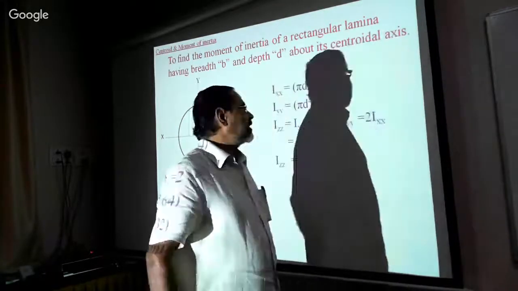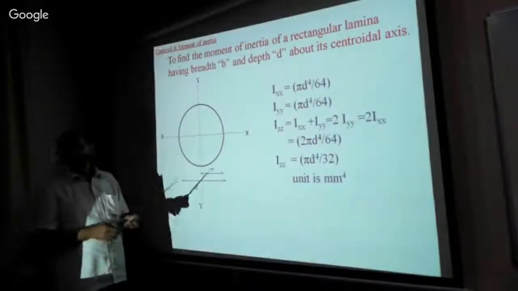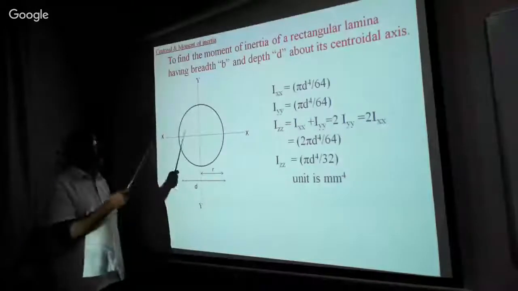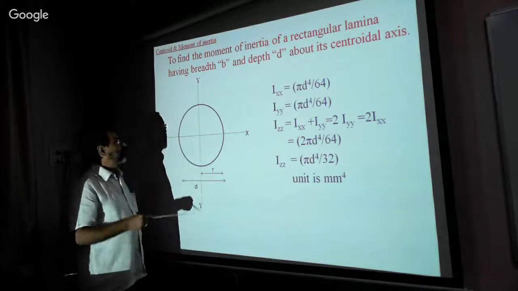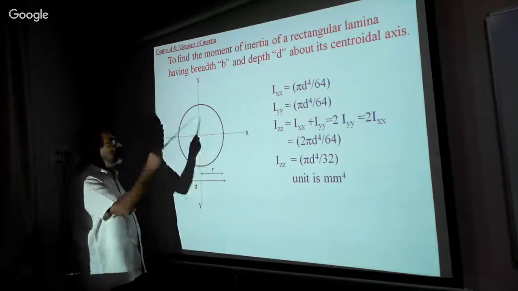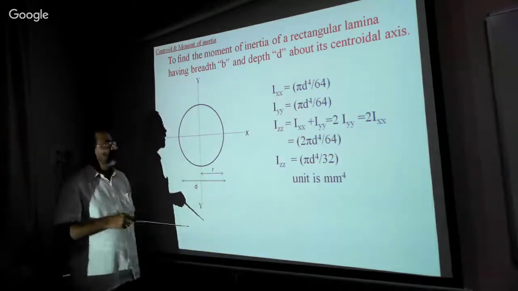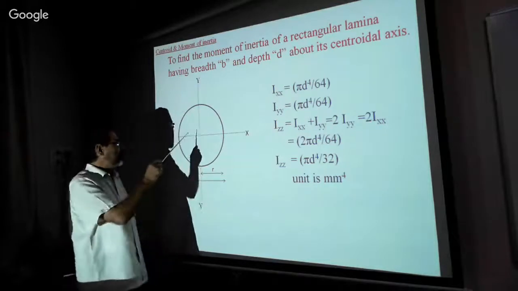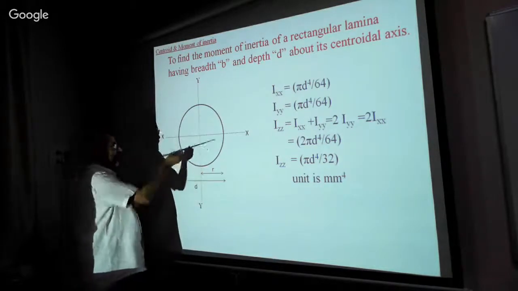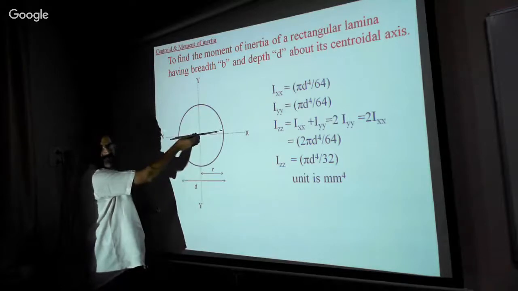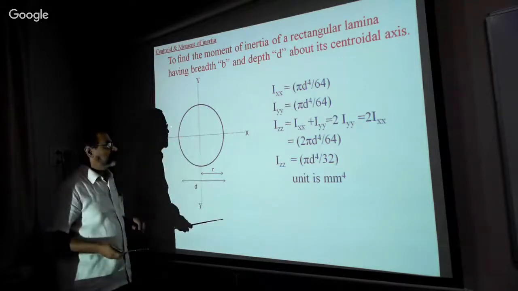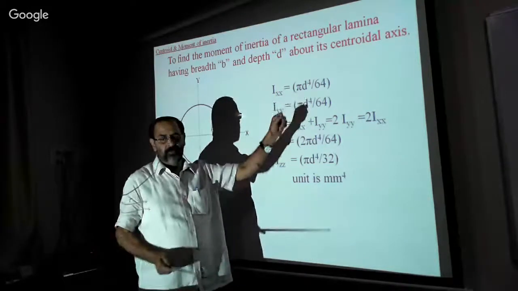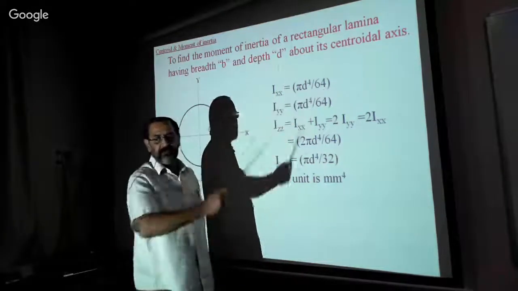And similarly, how to calculate the moment of inertia of the circle? This is a circular section. This is the centroid, XX axis, YY axis. Now therefore, IXX, the moment of inertia of this section about the centroidal XX axis, is equal to pi d to the power of 4 divided by 64.